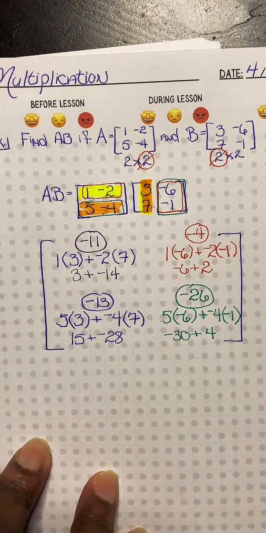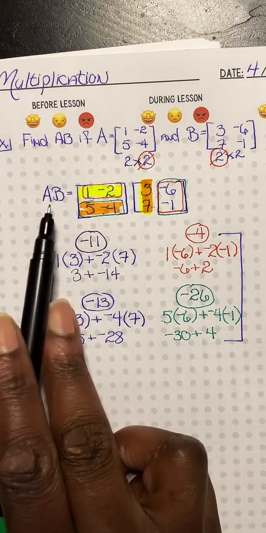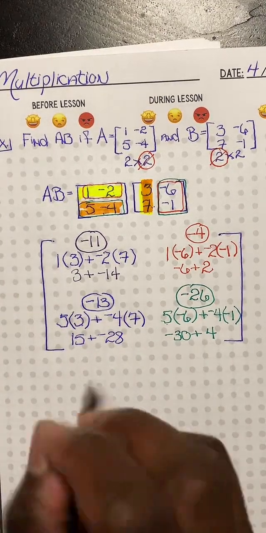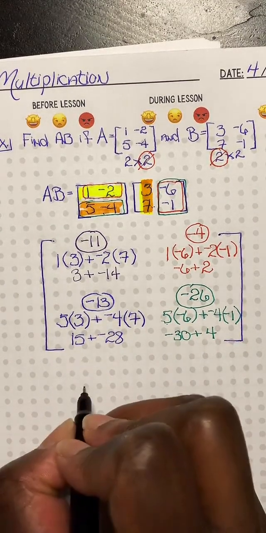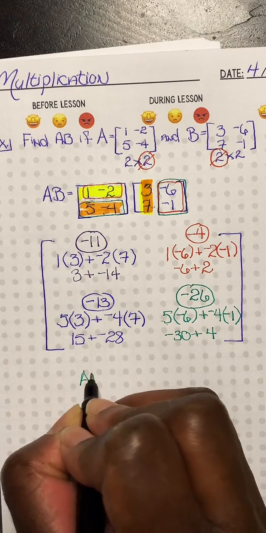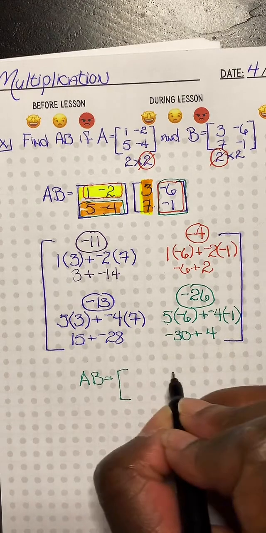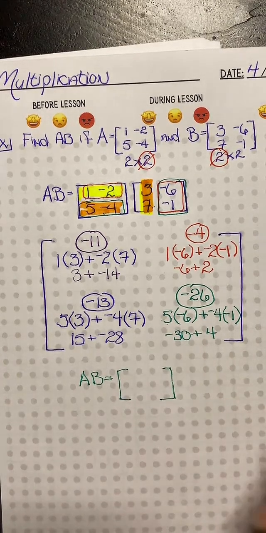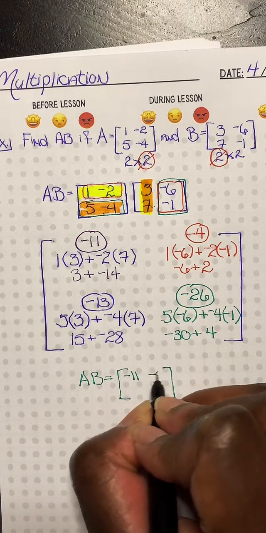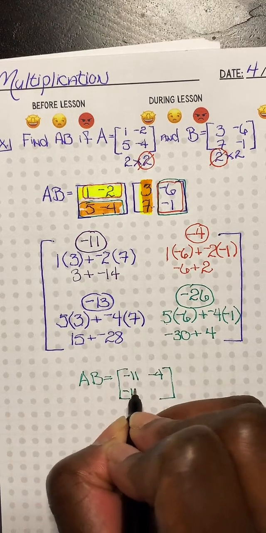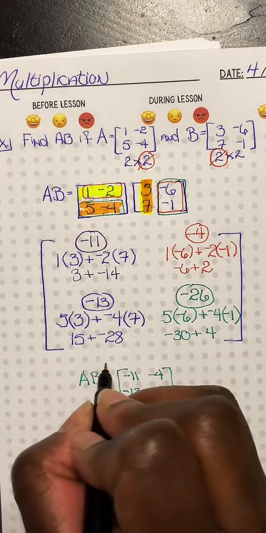So you just found, when you multiplied, the dimensions of the matrix AB as well. AB is going to be a 2 by 2 matrix, so you have an idea how big you should make it. So that's going to be -11, -4, -13, and -26. And this is your answer.